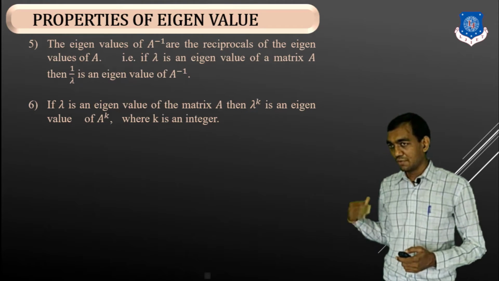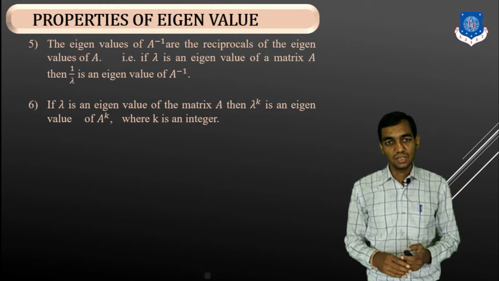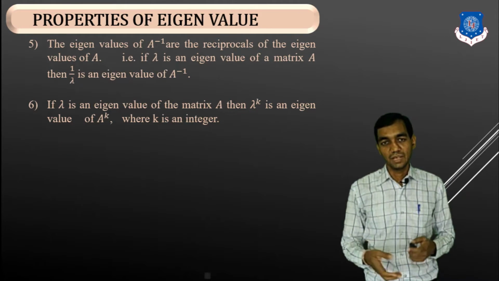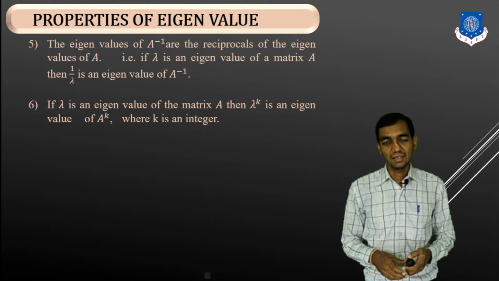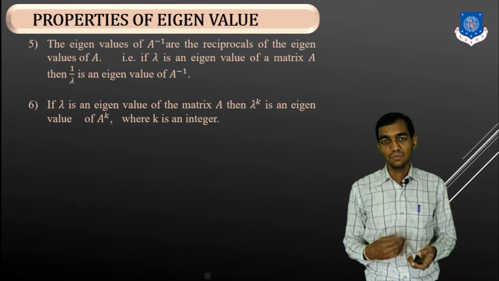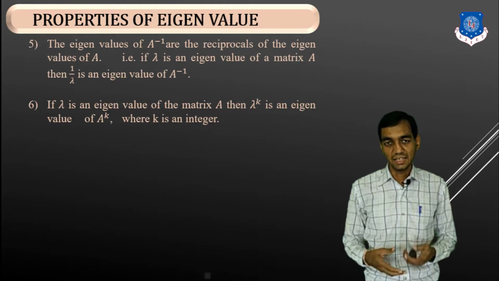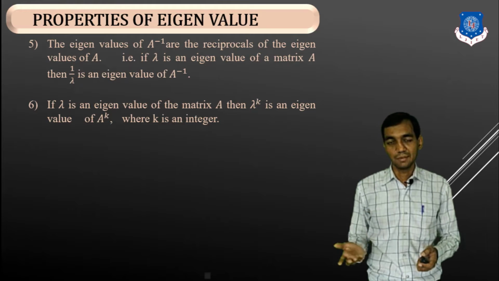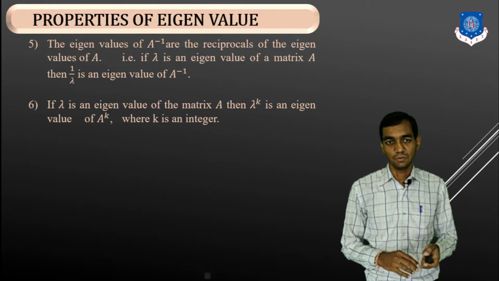So, if you are aware of the eigenvalue of the original matrix, then you will have the eigenvalue of A raised to any power, where the power may be positive or negative. In the case of A raised to a negative power, the determinant must not be equal to 0. That means lambda is not equal to 0.